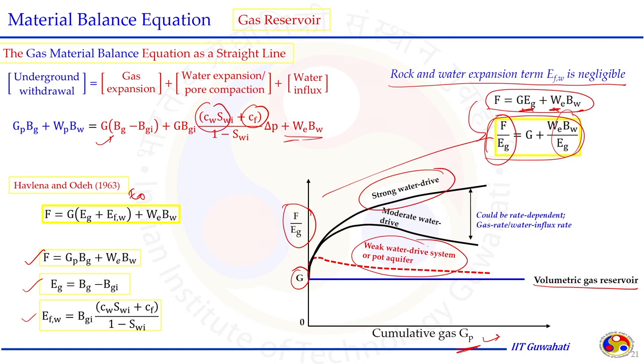How much deviation is happening between this moderate water drive and the strong water drive? That will depend on at what rate the gas is getting produced and at what rate the water is getting influx to the system and supporting the production mechanism. So overall, the situation could be like this. In fact, over the time, if the value is decreasing, we can say the gas is migrating to some other zone. That might be the situation when the deviation from this volumetric gas reservoir on the other side, it is decreasing. So far, we discussed the volumetric balance of the gas reservoir, where we consider the tank volume.